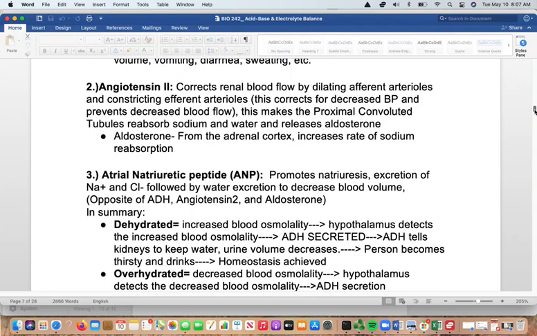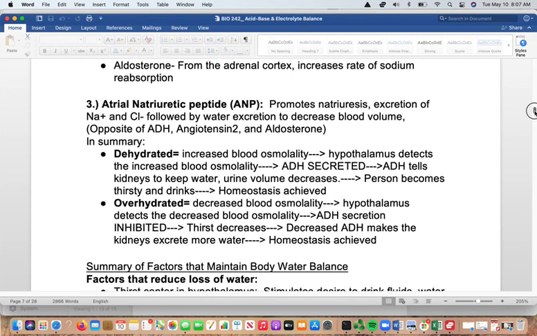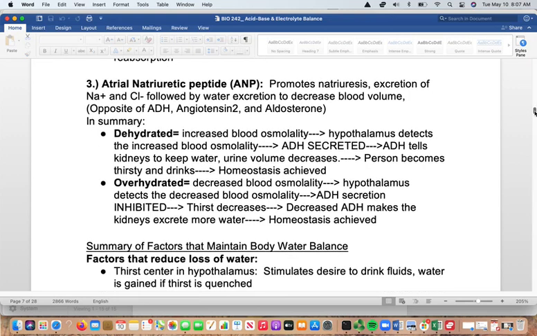Angiotensin II, this is part of that RAA system. It's going to correct the renal blood flow. It's going to dilate the afferent arterioles and constrict the efferent arterioles. This will make the proximal convoluted tubule reabsorb sodium and water, and then you'll have the release of aldosterone from the adrenal cortex that will increase the rate of sodium reabsorption. So then you reabsorb more water. Where sodium goes, water follows.